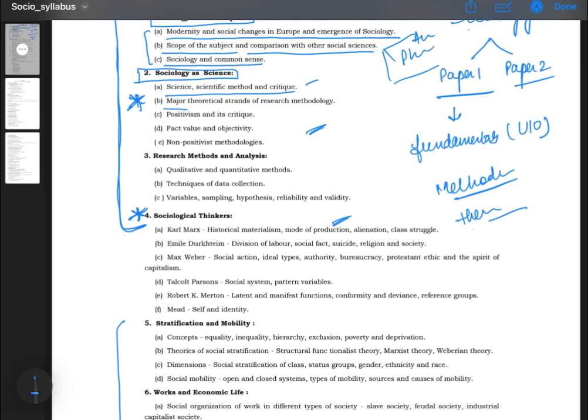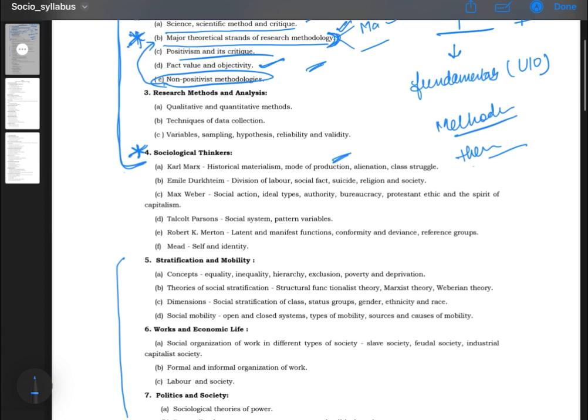Next, we will be studying major theoretical strands of research methodologies, which is micro theories, in which we will be studying about functionalism. Like, macro is positivist, micro is non-positivist, everything like this is important. This chapter we will be studying with this only. Then positivism and its critique, fact, value and objectivity, which is a relatively smaller topic.